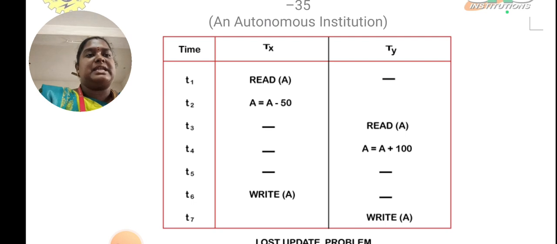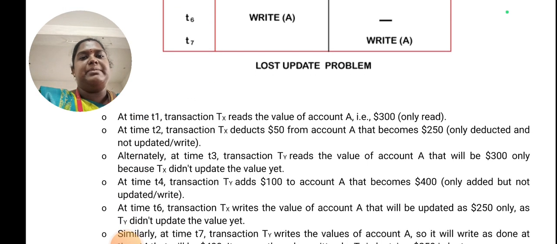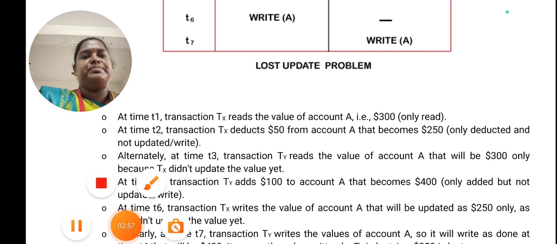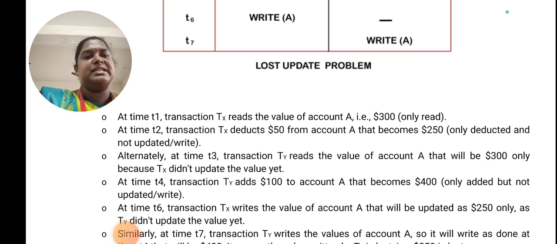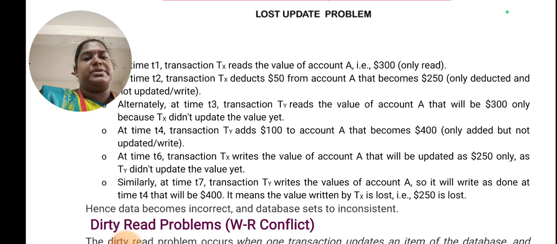And then the next transaction TY reads account A, and then adds 100 into account A, and then write of A, and then transaction TX also does a write of A. This is a lost update problem. At the time T1, transaction TX reads the value of account A, that is $300, only read. At the time of T2, transaction TX deducts 50 from account A, and that becomes 250, only deducted and not updated and written. This is a write operation, and after the write operations, the read operations are updated.